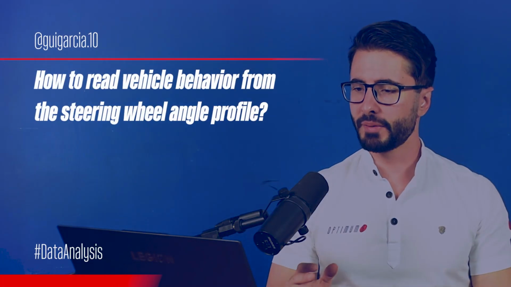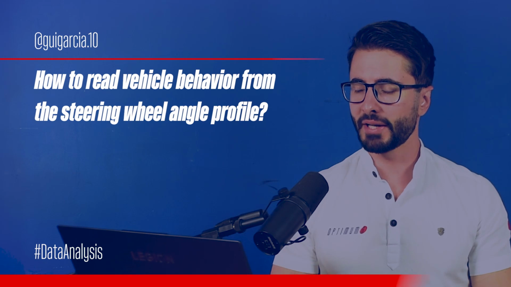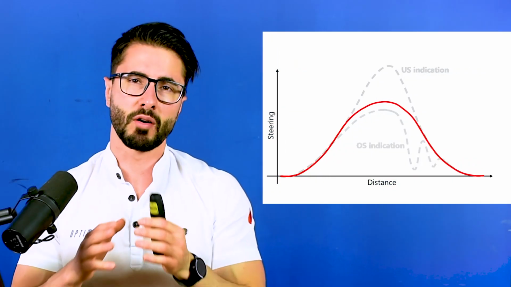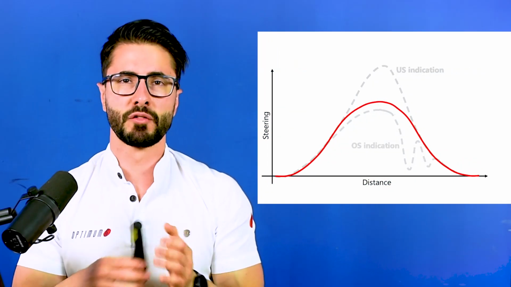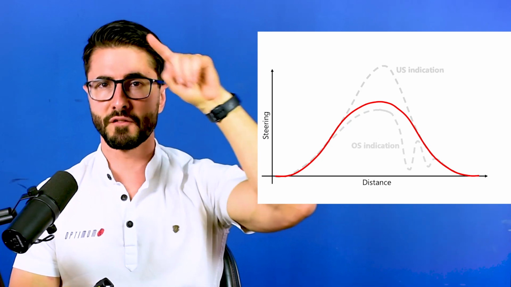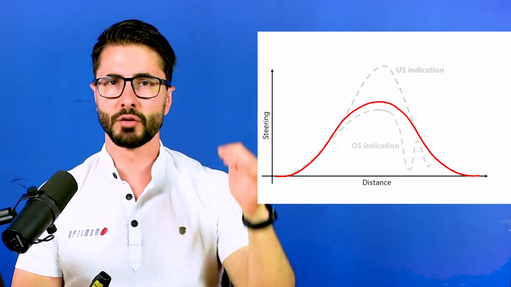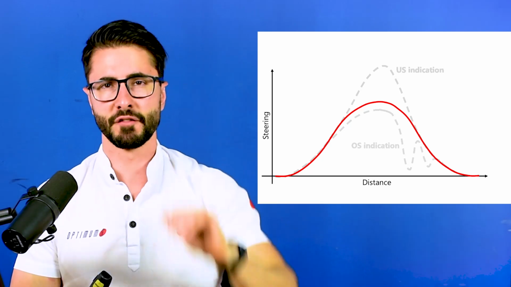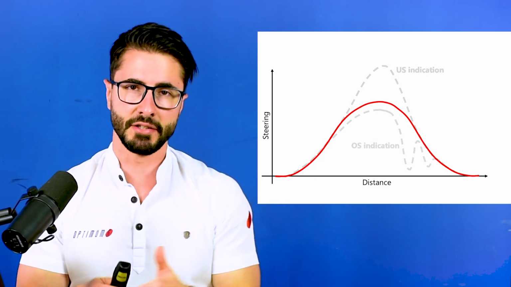How to read vehicle behavior from the steering wheel angle profile. It is very important that we know how to look at the steering angle profile from the acquired data and read what car balance our car has. What we'll typically see for a neutral car is a steering profile that is smooth. We don't see a lot of oscillation typically, and we don't see big corrections in any of the phases of the corner. This typically indicates a neutral car.